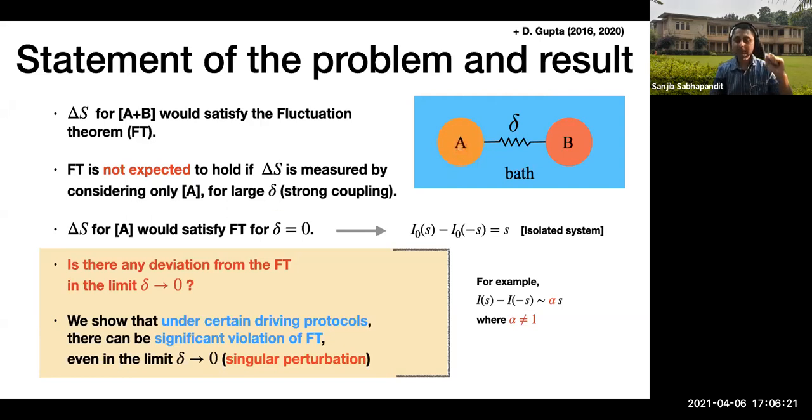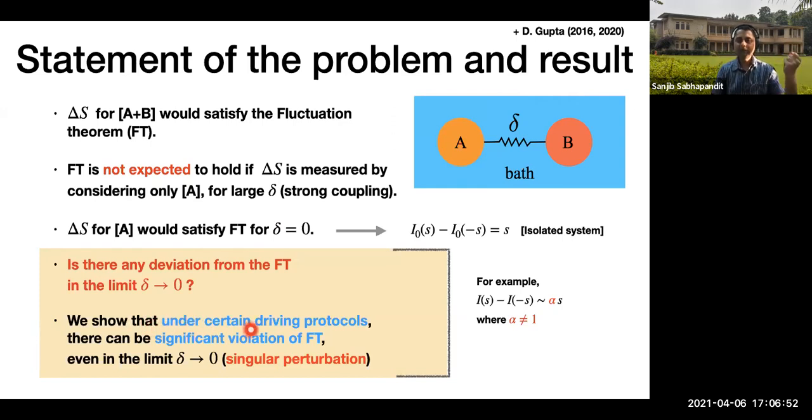But if delta equals 0, of course they behave like two different systems. This is an isolated system. It will again satisfy the fluctuation theorem for both A and B if this delta is equal to 0. The question we wanted to ask is, is there any deviation from the fluctuation theorem when you take the delta going to 0 limit? So delta is very small, and in that limit, can you see any signature of this coupling? Let me just give you the answer.